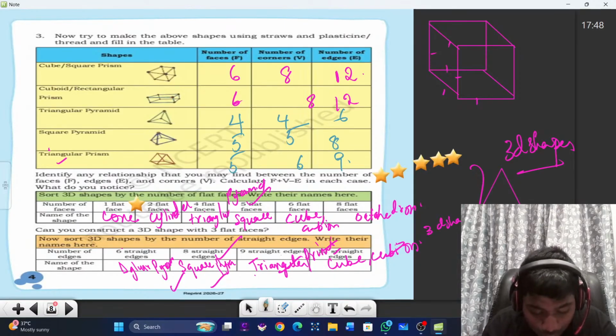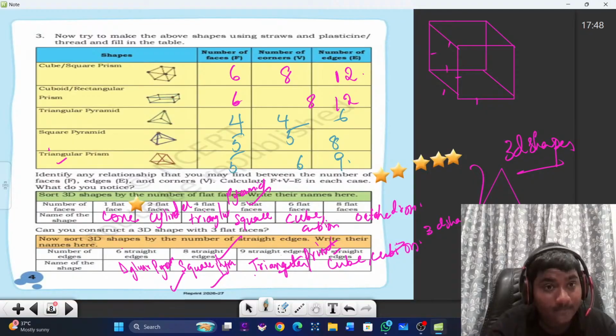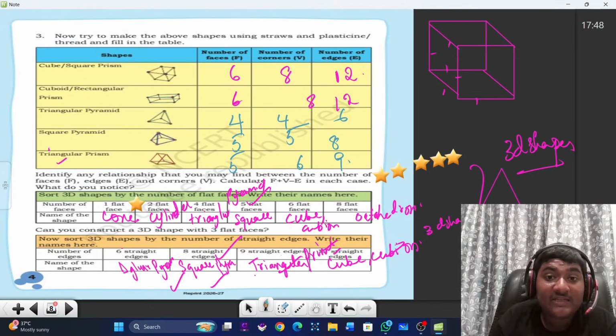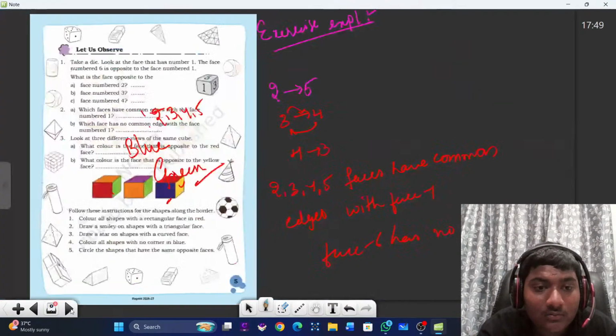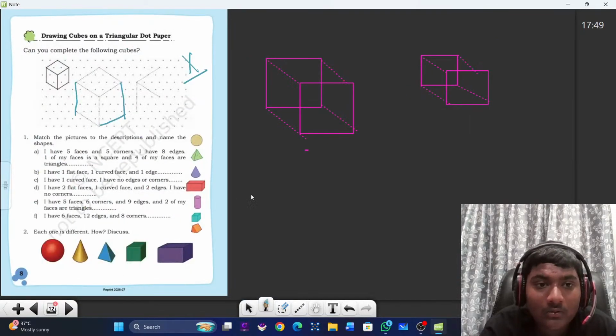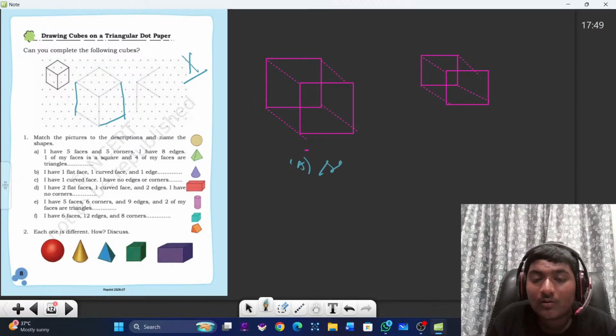So let me explain the question by seeing the textbook. I have five faces, five corners. I have eight edges. One of my faces is a square and four of my faces are triangles. So what will be the answer? Tell me. The square pyramid. Observe, 4 plus 4. So the first question answer will be square pyramid.